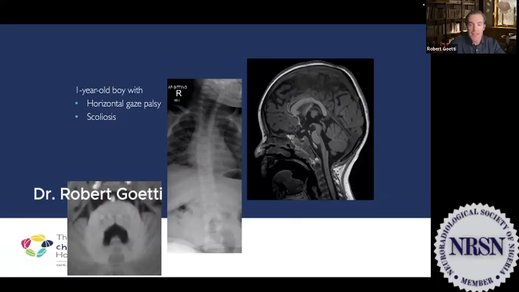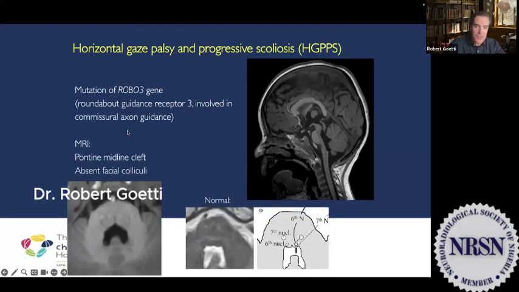And as I mentioned previously, the clinical presentation is important because in this case, the clinical presentation of horizontal gaze palsy and scoliosis is the diagnosis. So what are the findings on MRI?